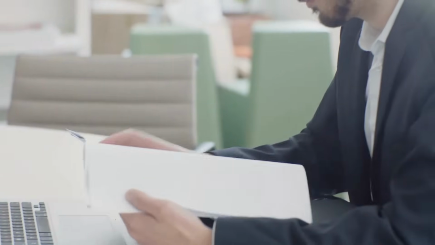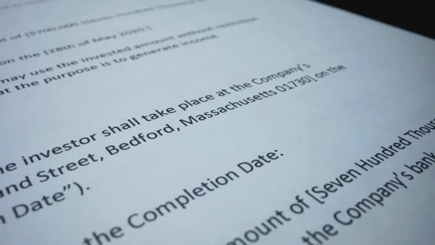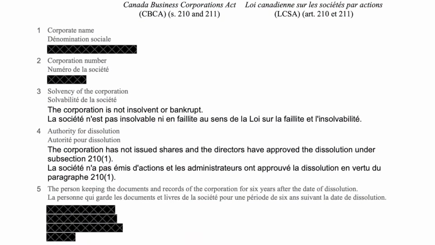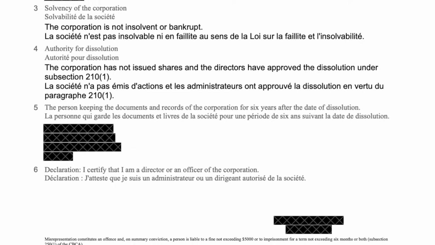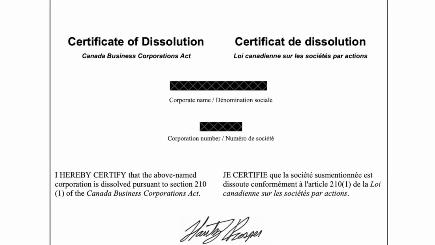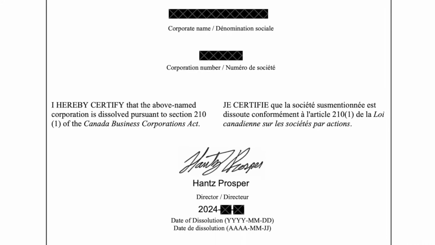Next, review and confirm your corporation's information. Specify the dissolution effectiveness date, which can be the date of filing or a future date. Download and sign Form 17. You don't need to send the signed copy, but keep it with your records. Then you submit the application online. You'll receive an email with your certificate of dissolution immediately afterwards.